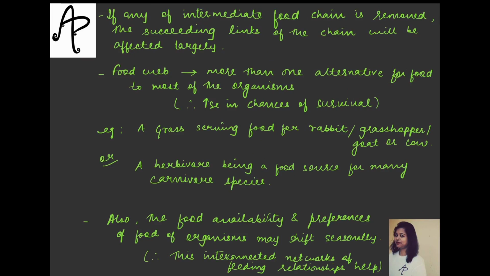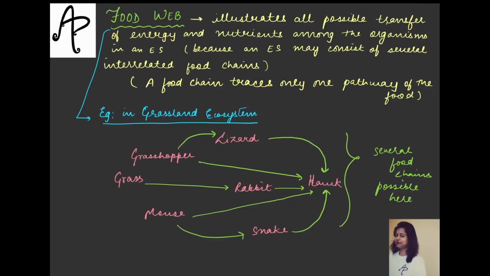Then what you have to understand is the significance of having a food web, because it provides more than one alternative for food to most of the organisms. ठीक है, ये तो हमें क्लियर हो ही रहा है that for one organism, let's say for hawk, you are getting multiple options, ठीक है, वो कैसे भी उसको खाना मिल ही जा रहा है, इधर से मिले, इधर से मिले. So multiple types of food are being got by this one organism.